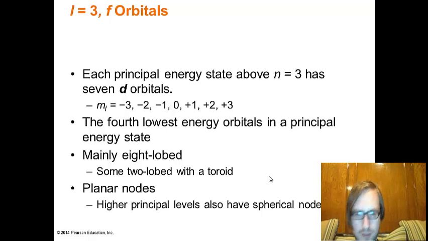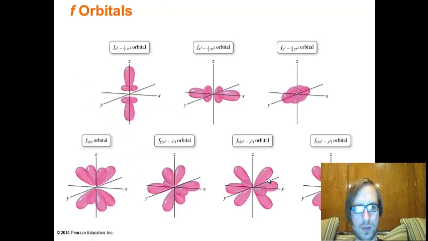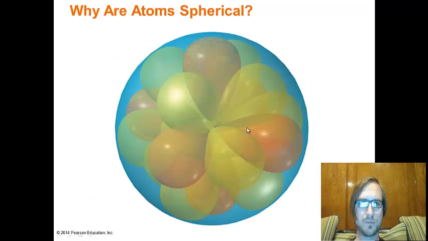These are the 4th lowest. We have S, P, D, and then F. And some are 2-lobed with a toroid. So we get these crazy things. Here, this kind of looks like the other ones did. We get this weird donut thing in the Z and the X and the Y. And then we start getting these crazy 8-lobed, kind of exploding-out, crystal forms.